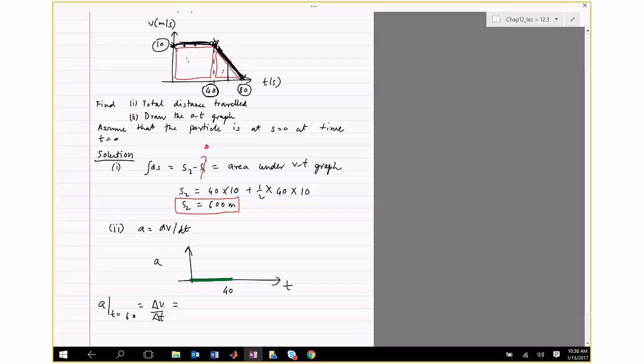So the change in velocity: the velocity at 80 seconds is 0, minus the velocity at 40 seconds, which is 10, divided by the time, which is 80 minus 40. That comes out to be negative 0.25. So the acceleration is negative at that point.